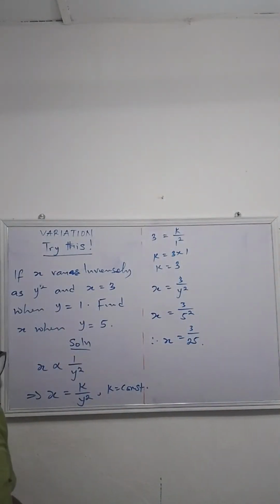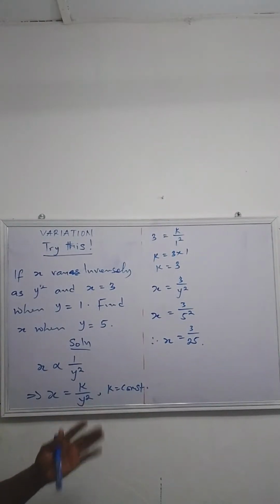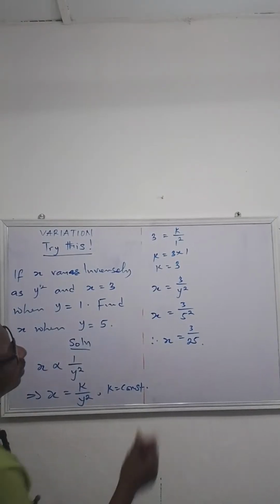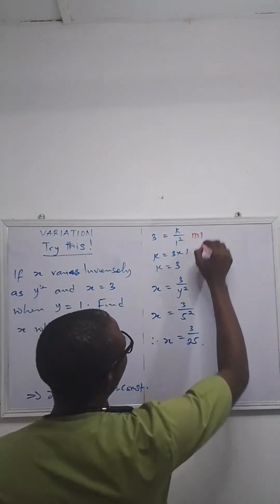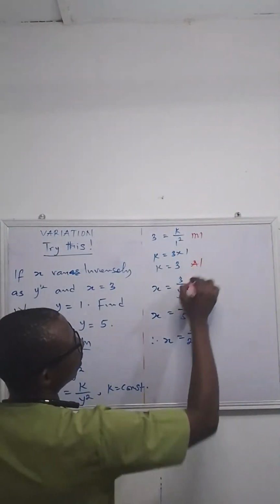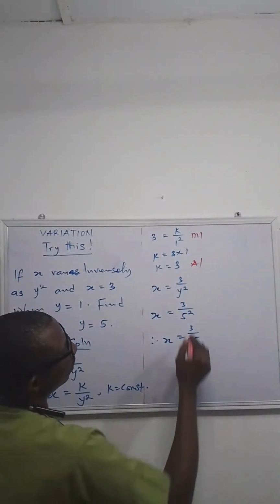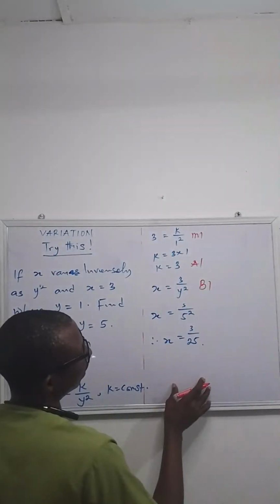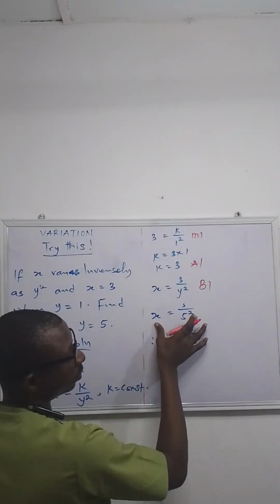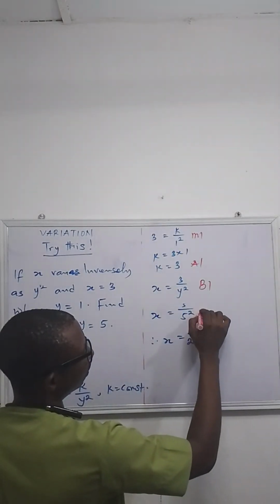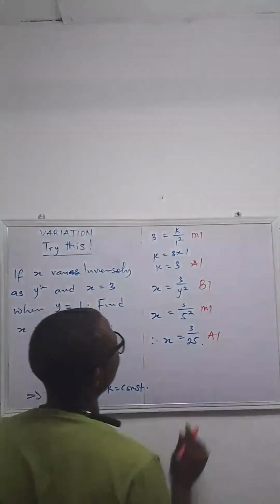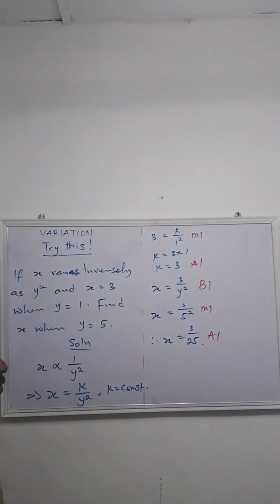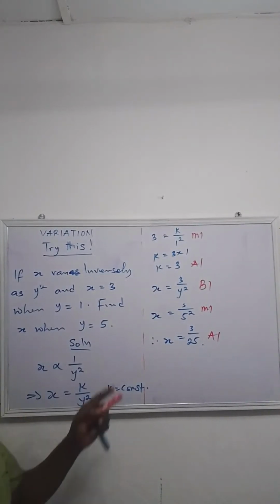I can see that a lot of us got the answer. If you have done it this way, let's see how the marks will be awarded. For substituting correctly, we have M1. For getting k to be 3, A1. The connecting formula, you have B1. For substituting into the connecting formula, M1, and for getting the answer, A1. So 5 marks.